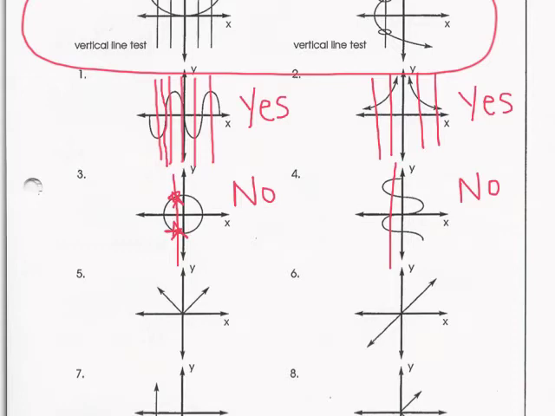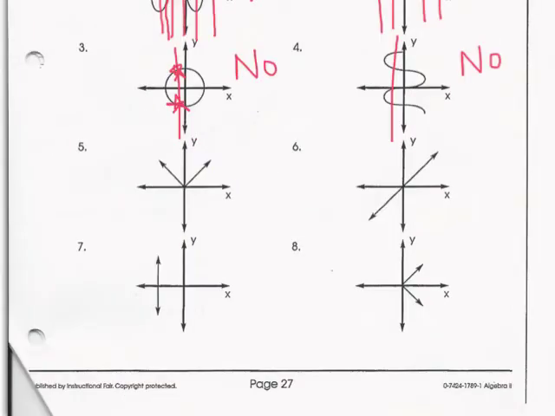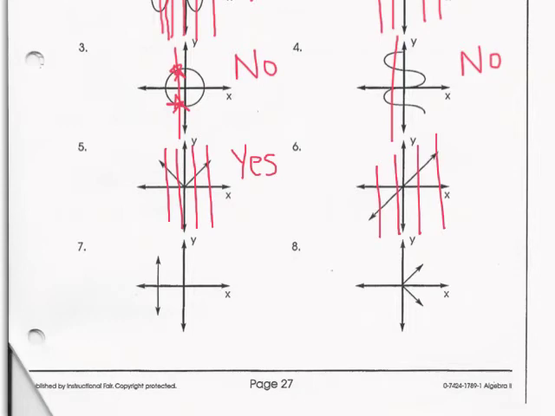And you may get to the point where you don't even have to draw the lines anymore. You can just kind of visualize it. Sorry about that. Hit the wrong button there. So let's look at number 5. Again, vertical lines. There's no place where I hit more than once, so this is a yes. Number 6. No place more than once, so that's a yes.